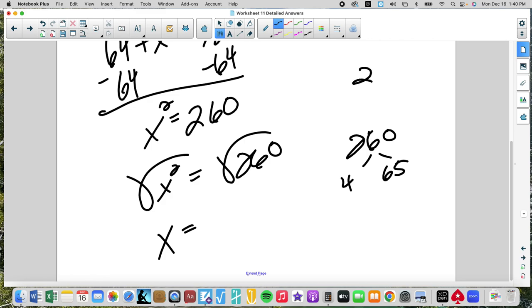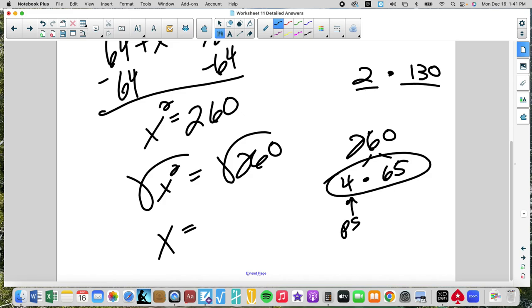Why didn't I pick 2 and 130? 2 times 130 equals 260. But 4 times 65 is a much better pair. Why? Because 4 is a perfect square. 2 is not a perfect square. 130 is not a perfect square.